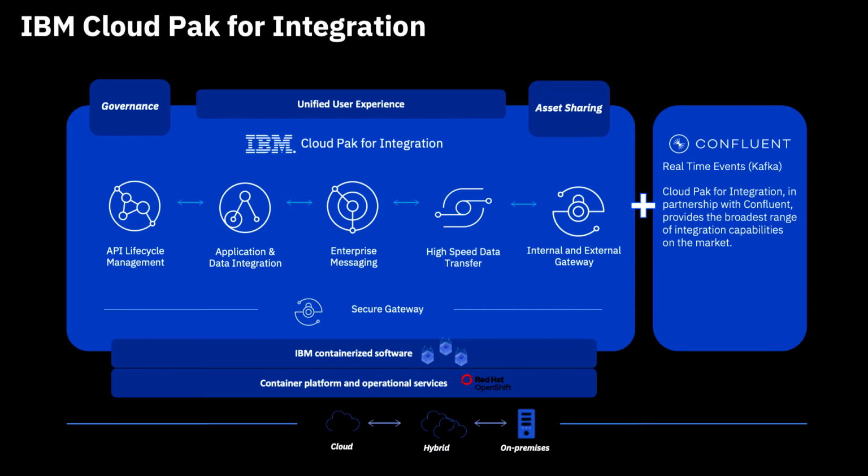IBM has recently partnered with Confluent, the original co-founders of Apache Kafka, to provide enterprise-ready event streaming to your applications. All this software is deployed as containers running on Red Hat OpenShift. Red Hat OpenShift is platform agnostic and runs on any of your existing infrastructure, whether that be IBM Cloud, another leading cloud provider, or on your on-premise database.